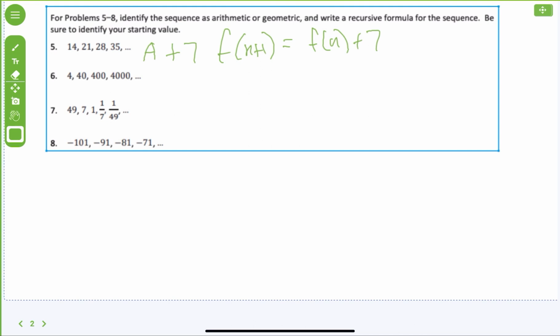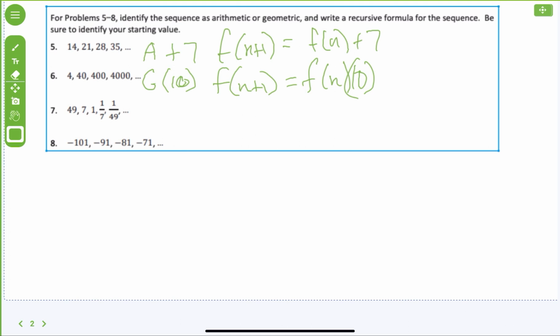Okay? Now, number 6. 4, 40, 400, 4,000. What's happening here? We're multiplying by 10, and that would be a geometric sequence. So f of n plus 1 is going to equal what? Sorry, f of n, what? We've already got that written down. Times 10, right? Times 10. That's it.